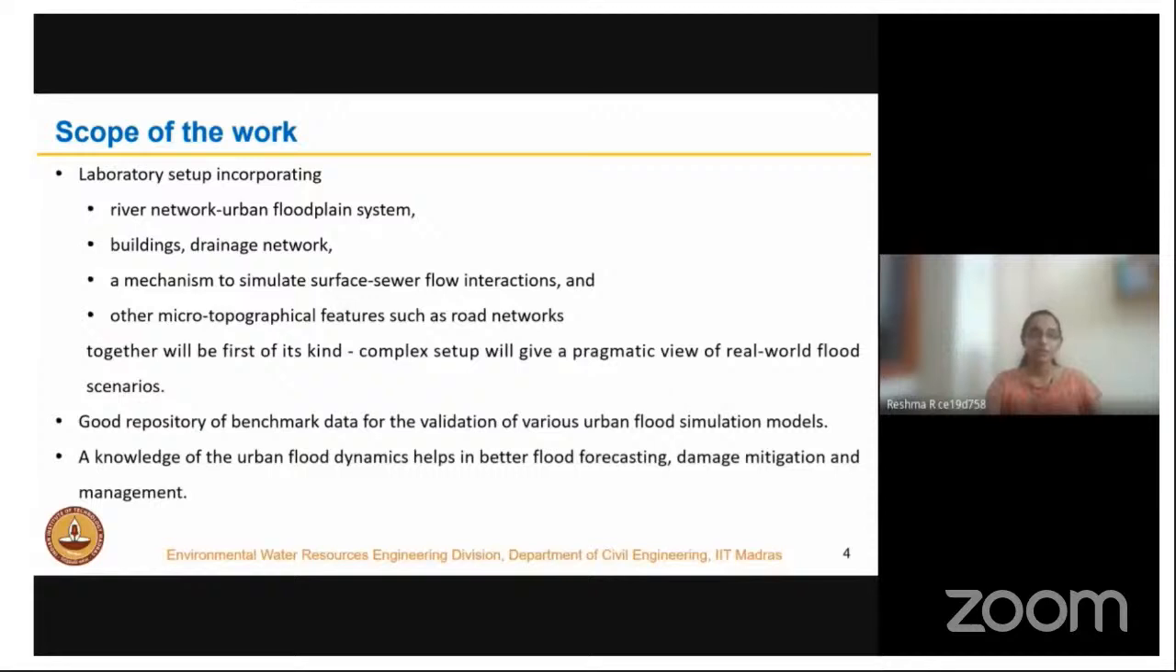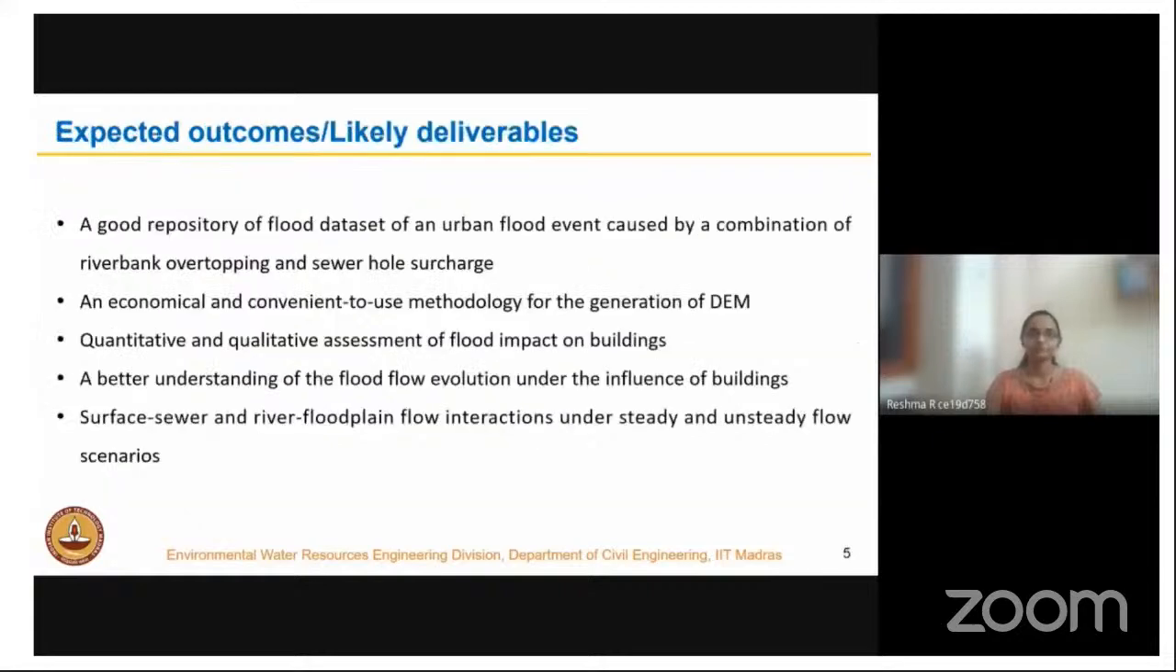Experimental study in such a complex setup will give a pragmatic view of real-world flood scenarios. Data collected from the study will serve as a good repository of benchmark data for the validation of various urban flood simulation models. A knowledge of the urban flood dynamics, including the flood flow evolution pattern under the influence of varied building alignments and the flood impact on the buildings, helps in better flood forecasting, damage mitigation, and management.